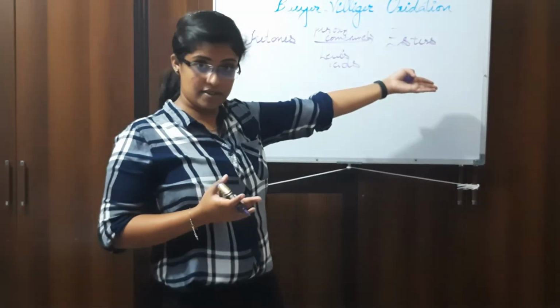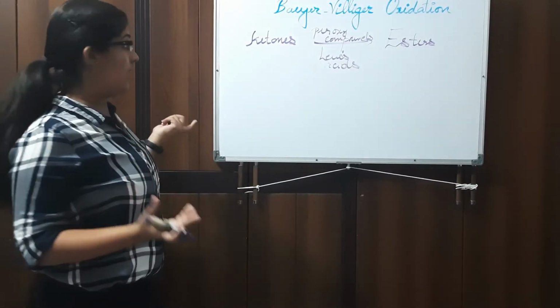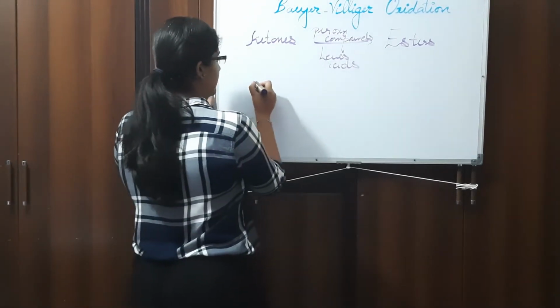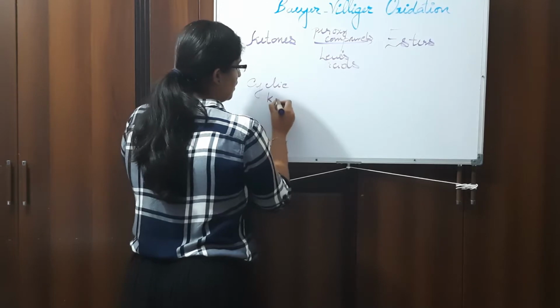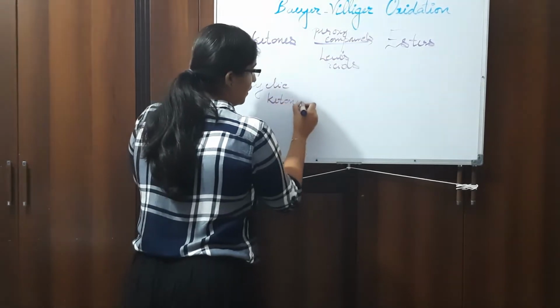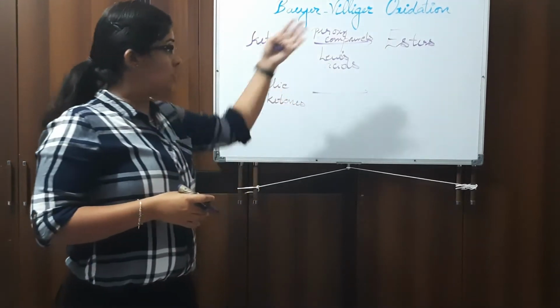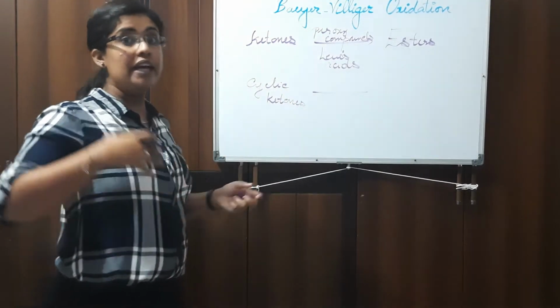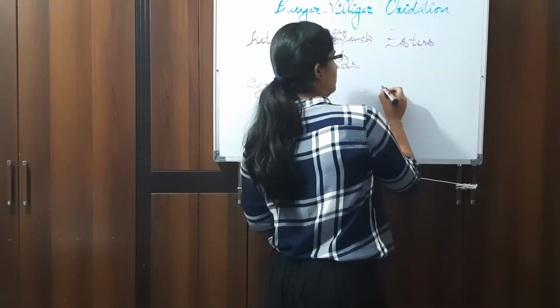And if it is cyclic ketones that are involved, what are we going to get? In case of cyclic ketones, the same reaction would happen, oxidation or insertion of this oxygen to this ketone would happen, and you will get cyclic esters, which are termed as lactones.